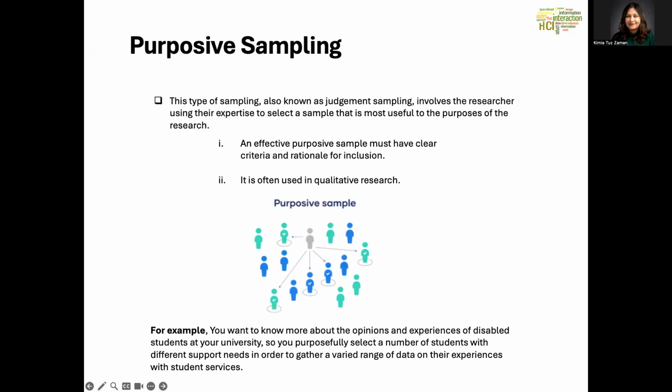Purposive sampling, also known as judgment sampling, means we intentionally choose participants who best serve the study's purpose. It relies on clear inclusion criteria and a stated rationale for why these cases matter. You will see this often in qualitative research. For example, if we want to understand the experiences of disabled students with support services, we would purposefully select students with different support needs to capture a range of perspectives.